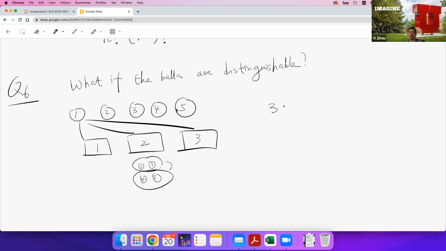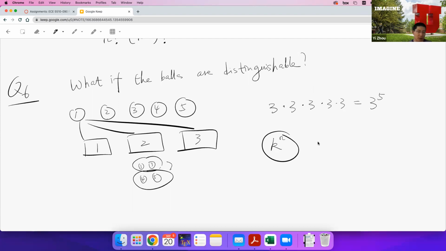Yeah, there's no restriction, right? For the second ball, you can also put it in any box you like, and you have 3 different choices. So for the third ball, you have 3 different choices. So this gives you the result: it's k to the power of n. Okay, so this is a much simpler process.